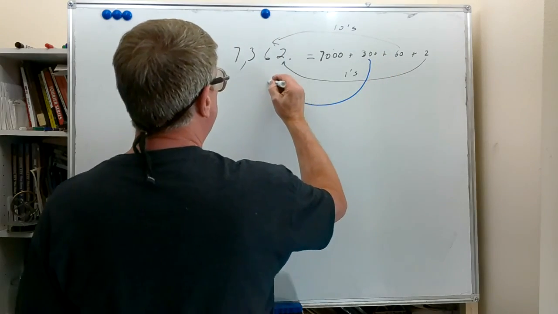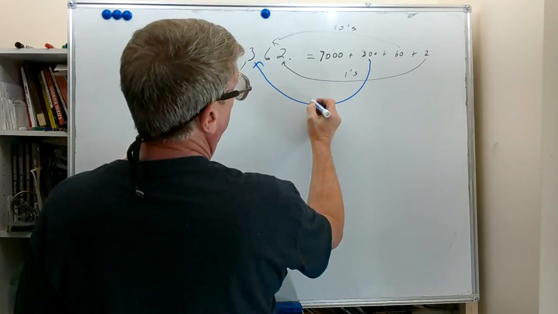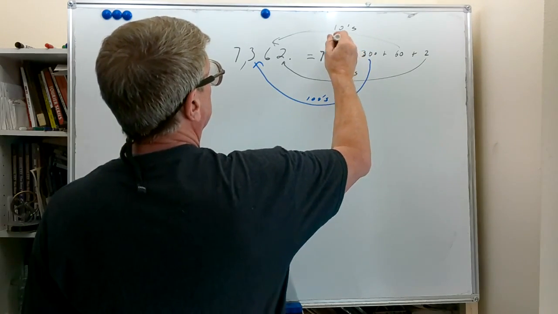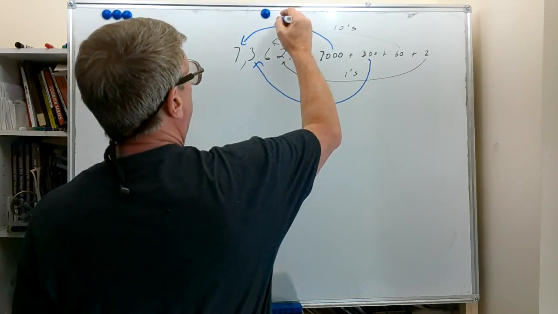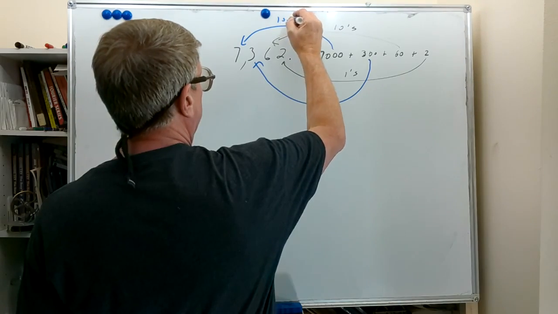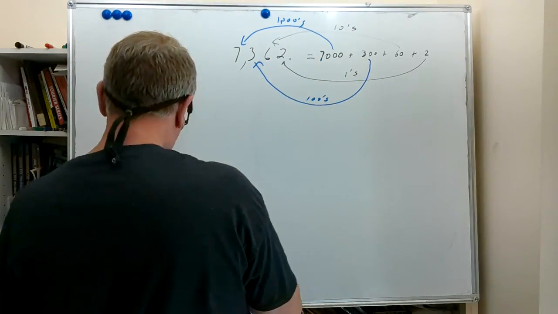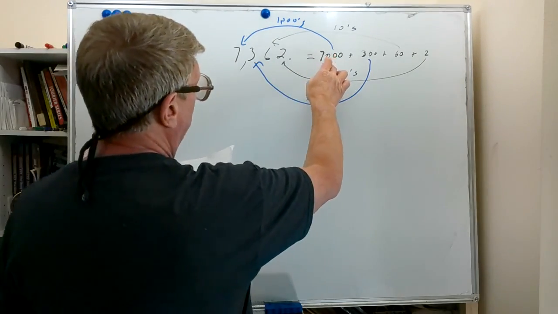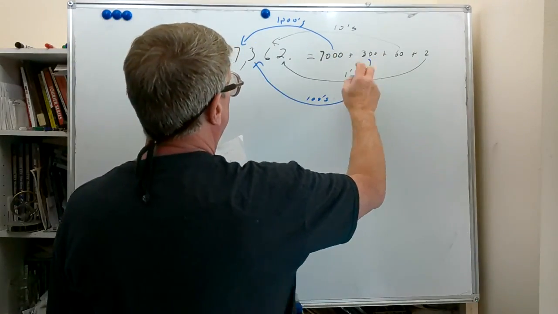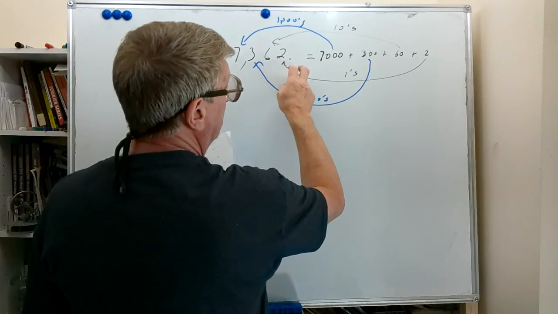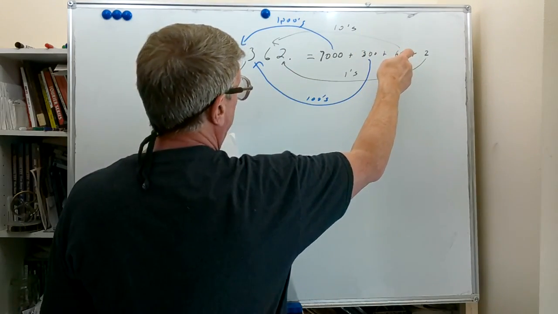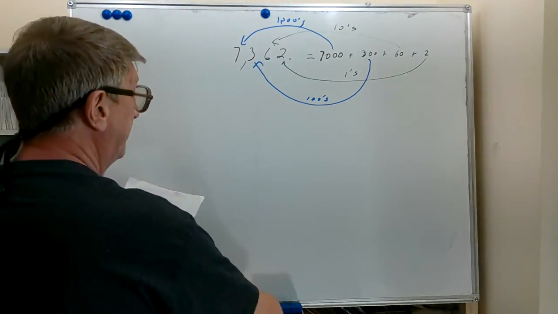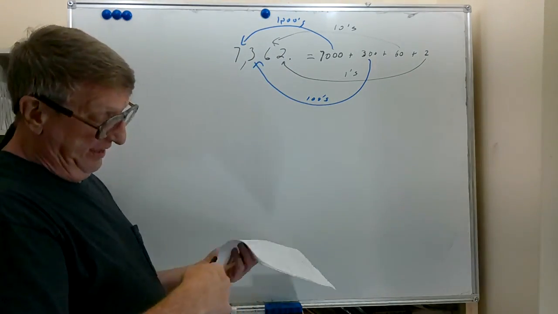The 300, there's the 100ths place. The 7,000 is the 1000ths place. And that's how we get 7 times 1,000, 7,000. 3 times 100, 300. 6 times 10, 60. 2 times 1, simply 2. So that's the way the numbers add up with place values.